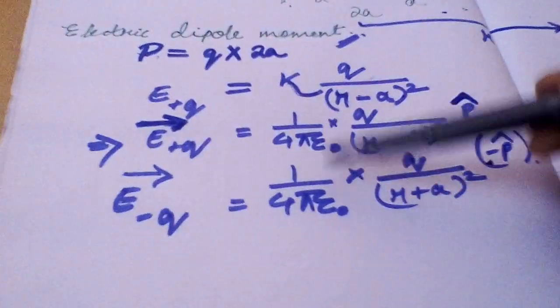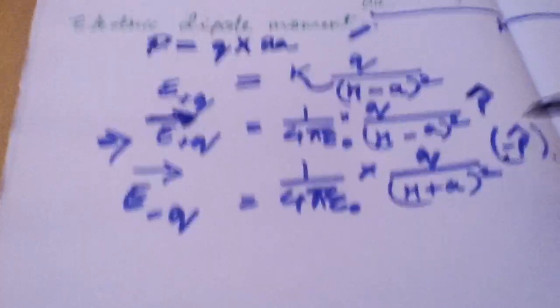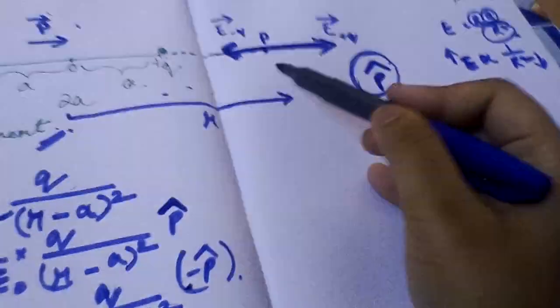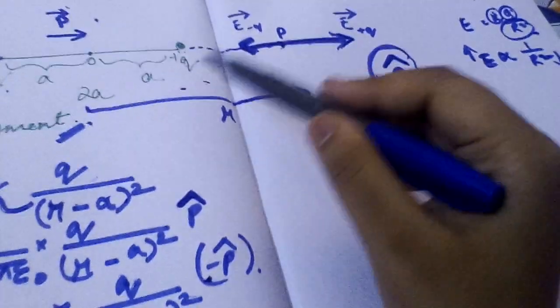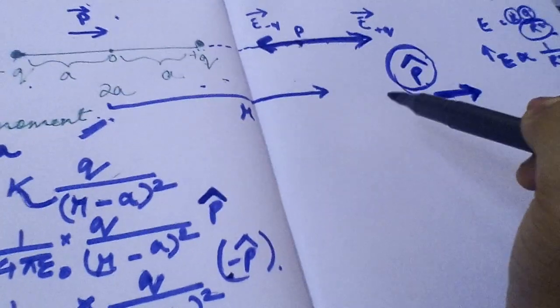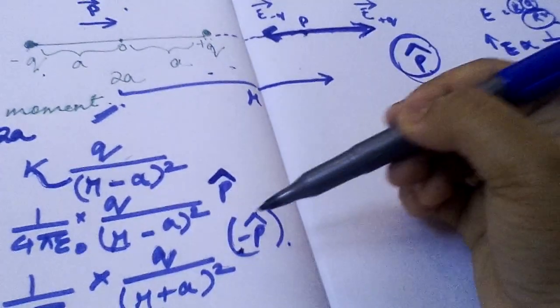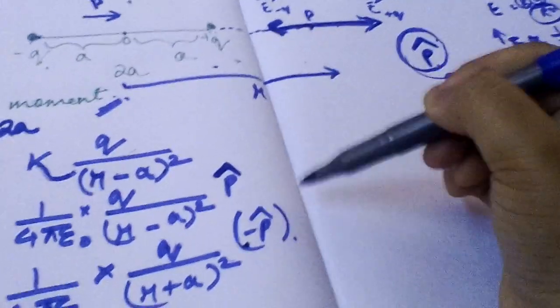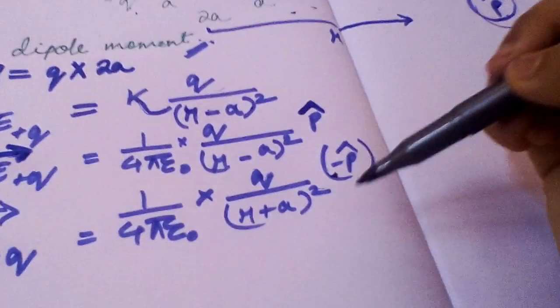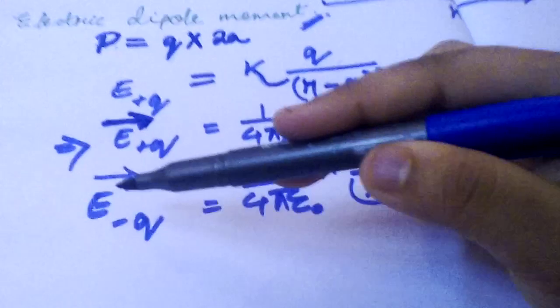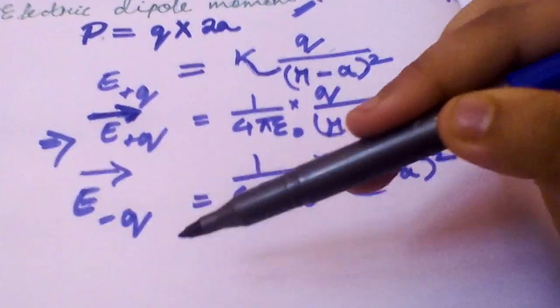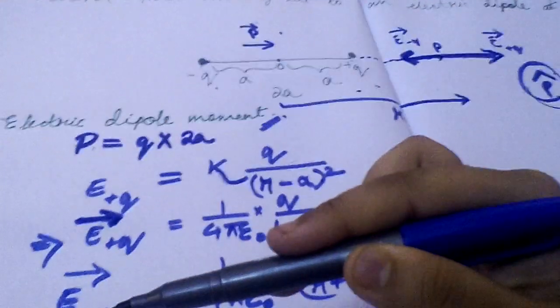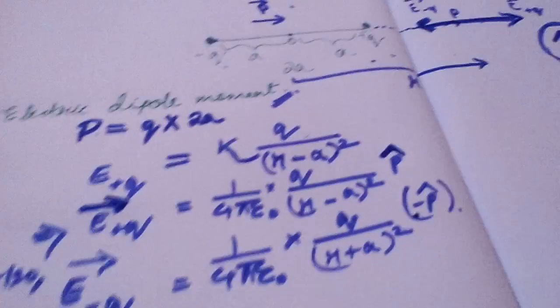See, the values are r plus a, r minus a, minus p cap, because this particular vector p cap is rightward directed, but the field intensity due to minus q charge is leftward directed. So these are anti-parallel, right? So the direction is towards the opposite side of p cap, so it is minus p cap. This is already explained, why r plus a whole square, and this is the vector form of the electric field intensity at the point P due to the charge minus q. Okay, done. Now what are we going to do?